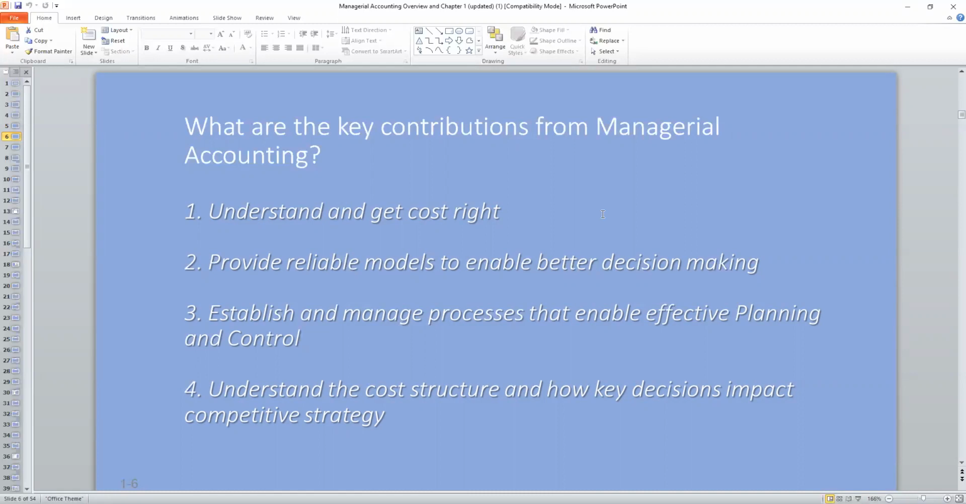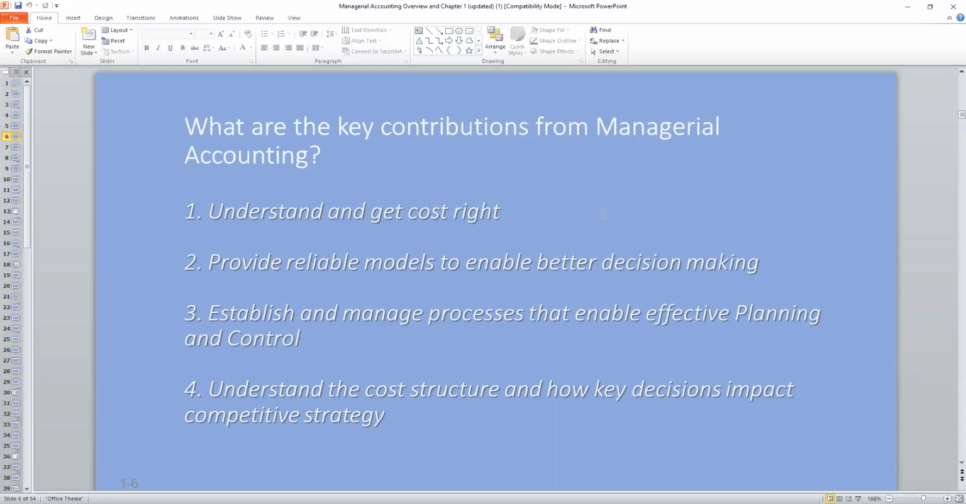Then we want to provide reliable models to enable better decision making. Okay, so there's several models that we'll look at in this course. We'll do kind of an overview of some of the key models like cost, volume, profit, differential costing, target costing, and these are all designed to help the organization make better decisions.